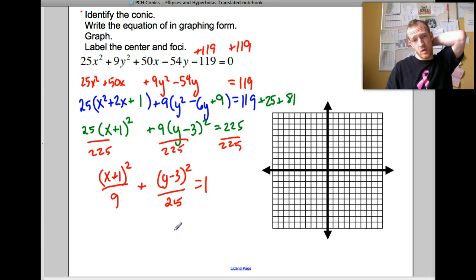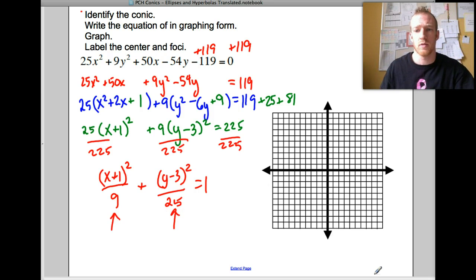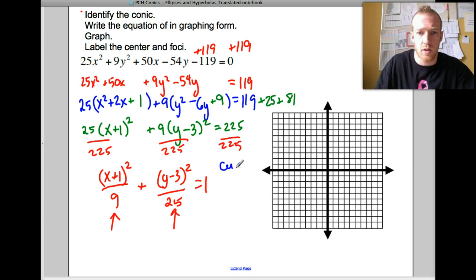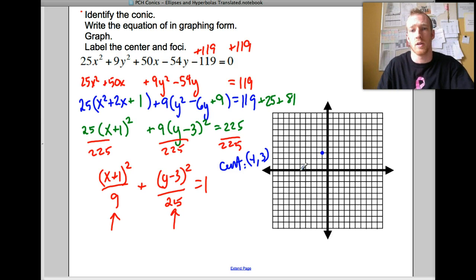Now these don't have to be whole numbers all the time, but it's just easier for us to design problems to teach you where I can crunch the numbers in my head. So our center is going to be at the opposites of these numbers, so it's negative 1, positive 3. Negative 1, up 3. There's the center of our ellipse.